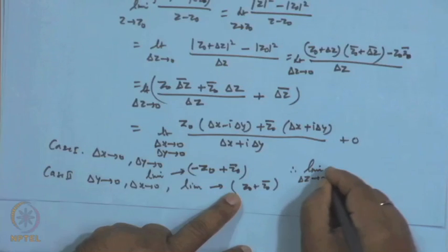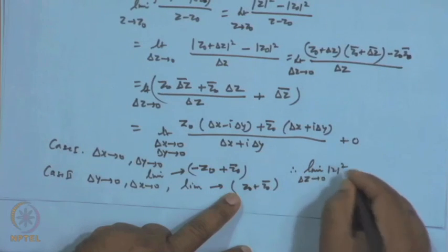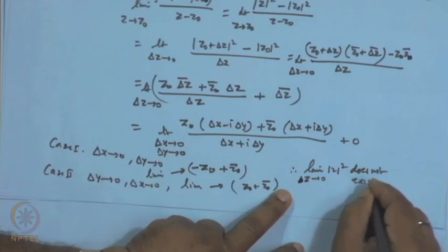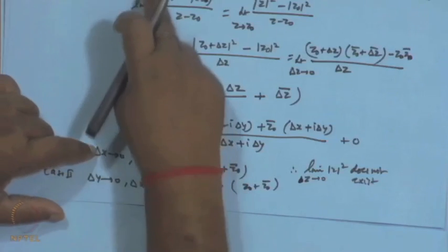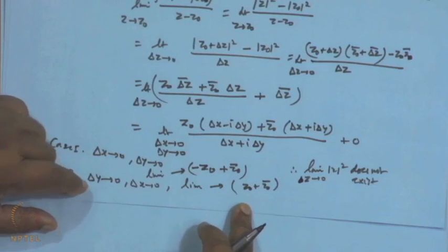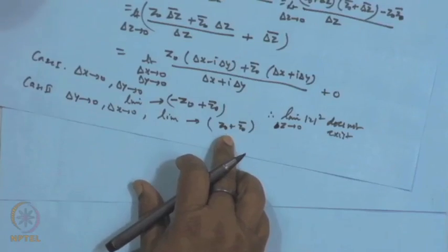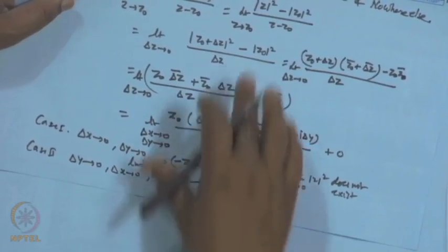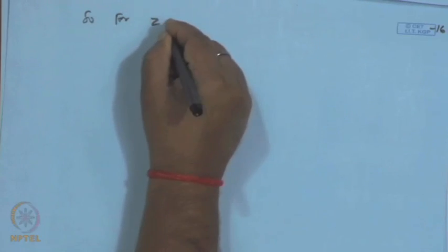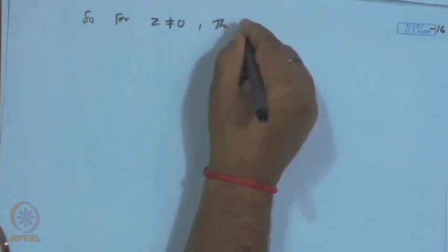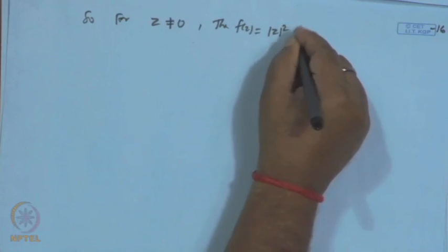Delta z tends to 0. f of z, which is mod z square, the limit does not exist. So, it is not differentiable at z naught. But if I take z naught to be 0, what happens? If I take z naught to be 0, z naught bar is also 0. So, the limit exists, and in fact, with the help of the epsilon delta definition, you can prove that this limit exists. So, for z different from 0, the function f z which is mod z square is not differentiable.